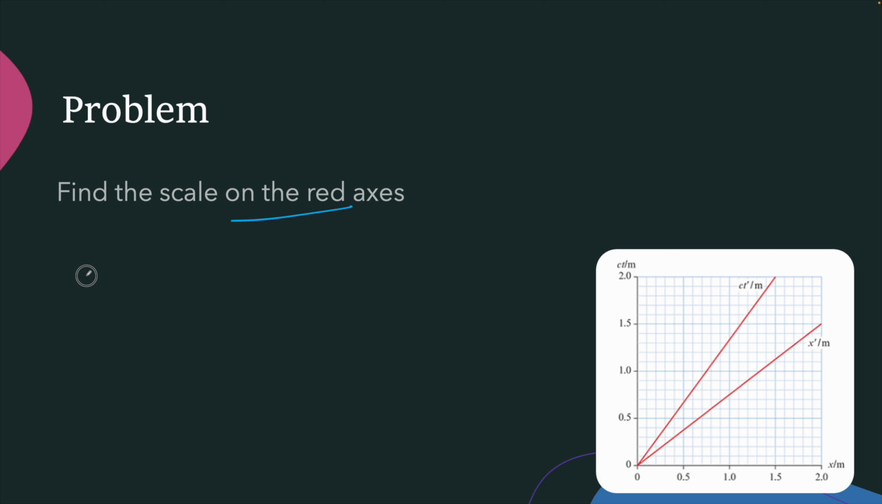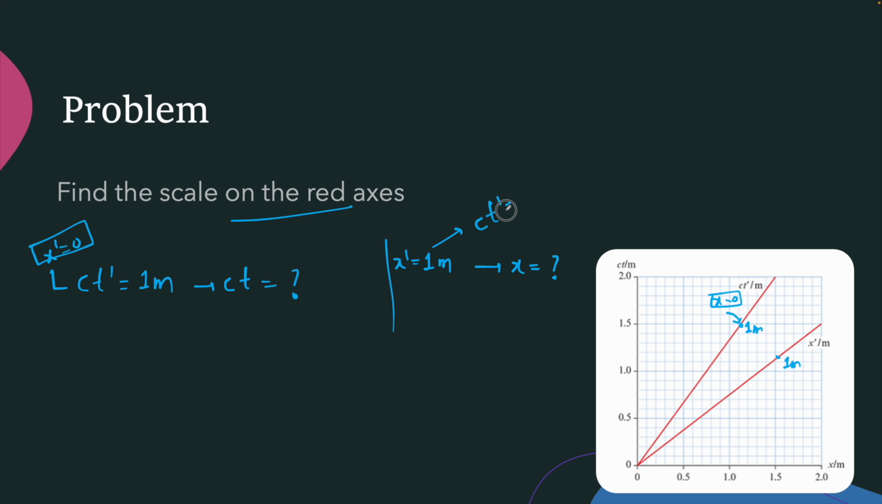So first I'm going to assume the coordinate CT prime to be 1 meter, right? I'm going to consider a coordinate on CT prime to be 1 meter. Now I need to find out how much this value is on the CT axis. That's the first thing I'm going to do. But note, because we are finding out how much CT prime of 1 meter is on the CT prime axis, in this condition your X prime is going to be 0 because you're locating this coordinate, right? So on this y-axis, your x-axis values are always going to be 0. Simple math. Similarly, when I'm going to locate x prime equals 1 meter, to find the value of x, at this moment of time my CT prime will be 0.